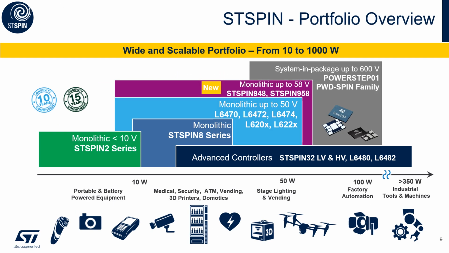Here is an overview of the ST product portfolio for motor control. ST offers many products for different application and power levels from 10 to more than 1000 watt. For each power level, ST offers different package approach such as monolithic, system in package or controller to provide the best performance and power density for all type of motors and many different applications. We will discuss in this presentation the low voltage range, which means a battery voltage below 100 volt.